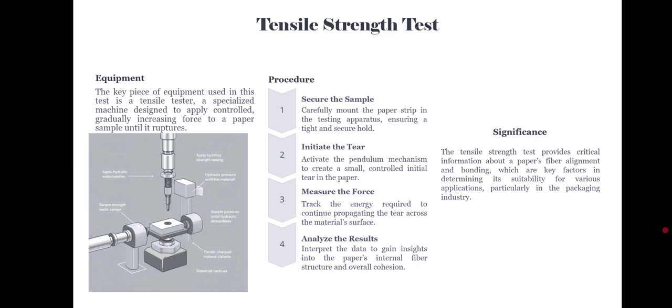Next, we move on to the tensile strength. Using a tensile tester, we secure a strip of paper in clamps and apply force until it breaks. This reveals the alignment and bonding of fibers, critical for packaging applications that require high tensile endurance. This test provides critical information about the paper's fiber alignment and bonding, which are key factors in determining its suitability.